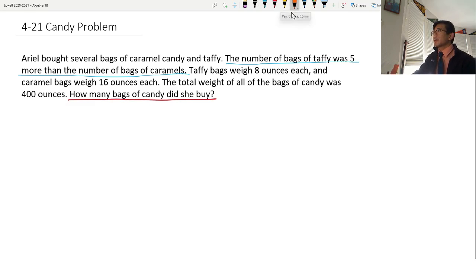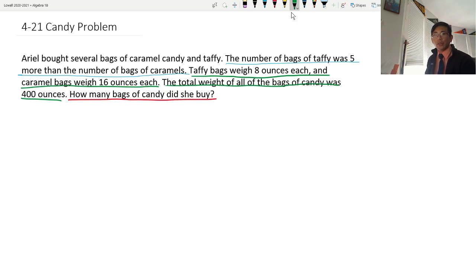The second thing here, which I'll do in green: the taffy bags weigh 8 ounces apiece, the caramel bags weigh 16, and also the total weight of all the bags is 400 ounces. Notice that those green sentences don't say anything about the number of bags. All they say is how much the bags weigh. Since the green sentences talk about one property of the situation, and the blue sentence talks about another property, the number of bags, that's going to tell us how to set up our two equations.